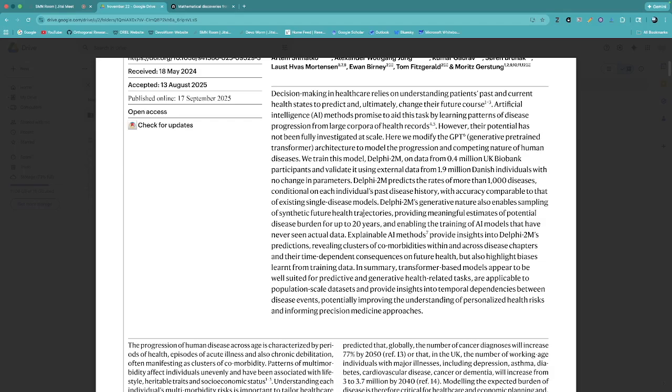Explainable AI methods provide insights into Delphi-2M's predictions, revealing clusters of comorbidities within and across disease chapters and their time-dependent consequence on future health, but also highlight biases learned from training data. In summary, transformer-based models appear to be well suited for predictive and generative health-related tasks and are applicable to population-scale datasets and provide insights into temporal dependencies between disease events, potentially improving the understanding of personalized health risks and informing precision medicine approaches.